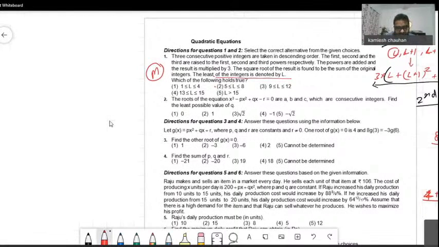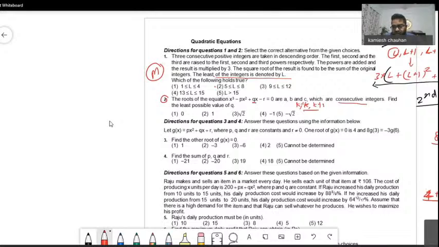This one is something which is straightforward. We have to find the value of Q, the coefficient of x, which is the sum of the roots taken two at a time. So if the roots are consecutive integers, we can write the roots as k minus 1, k and k plus 1.